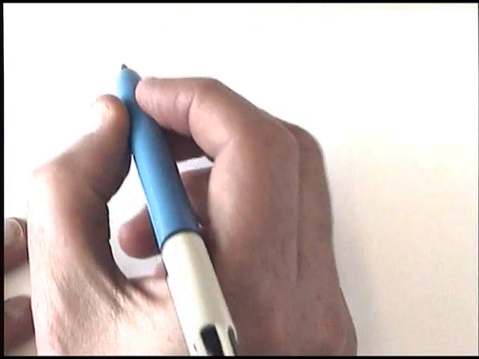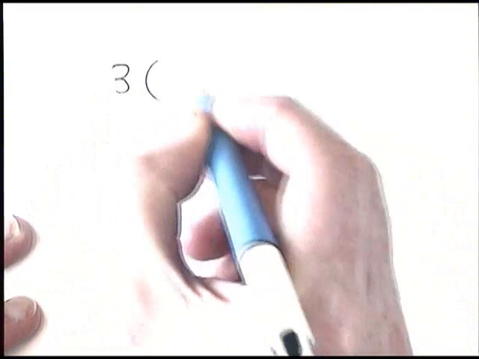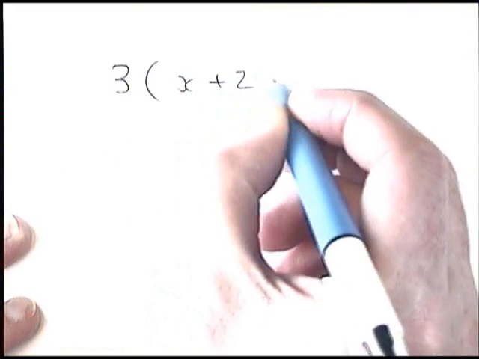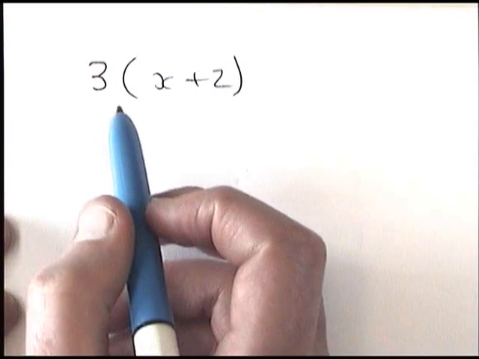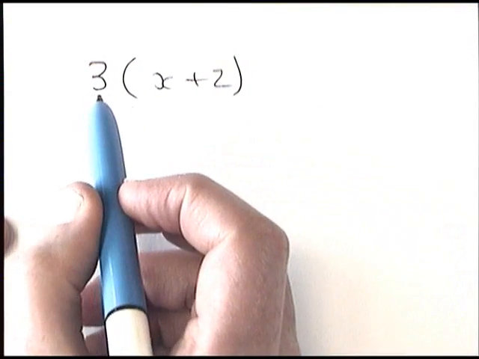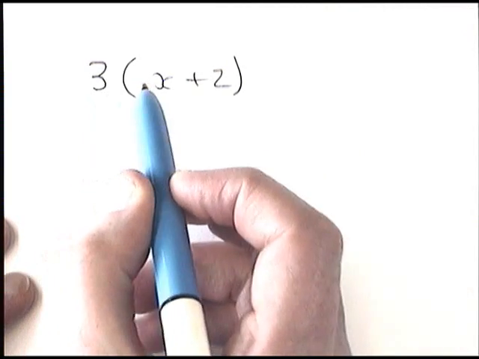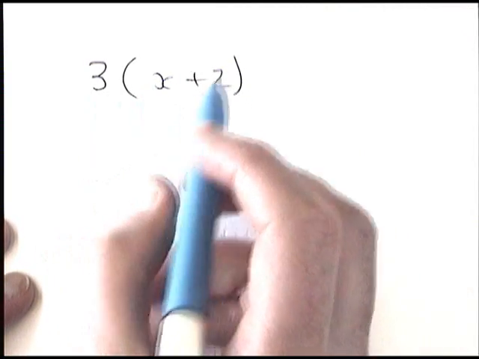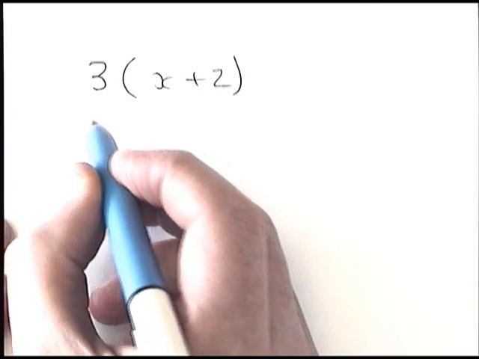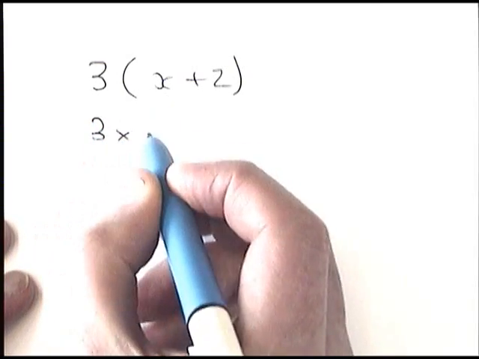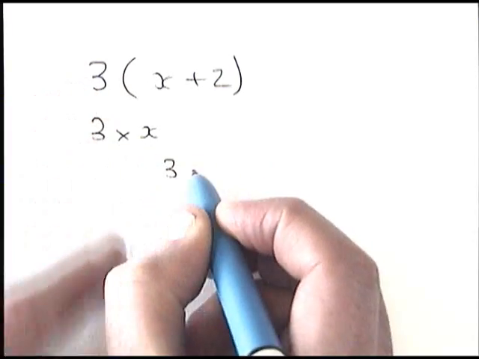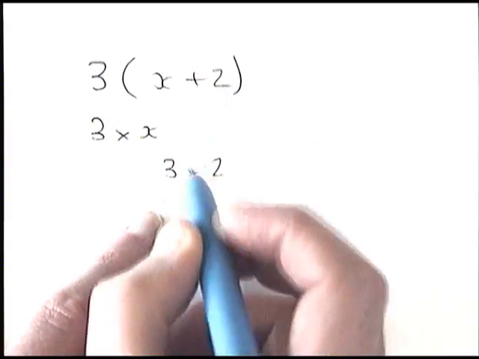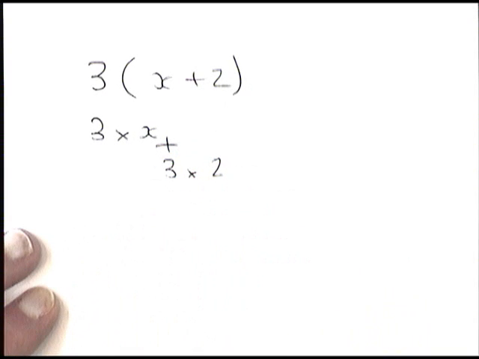In this lesson we're going to look at how we multiply where brackets are concerned. So you may come across things like this: 3(x + 2). When you get something written in front of a bracket, this thing has to be multiplied by everything in the bracket. So this is the same as doing 3 times by that x and 3 times by that 2, and those bits are going to be added together.